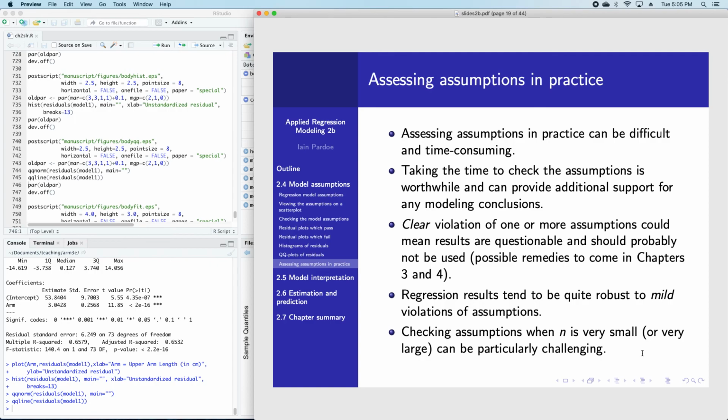So that's a brief introduction to the assumptions underlying simple linear regression and how to check those assumptions in practice. And we'll revisit this when we talk about multiple linear regression in the next chapter. In the next video, we're going to talk about how to interpret your simple linear regression model results.